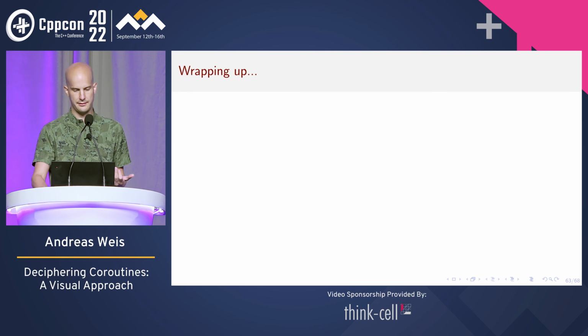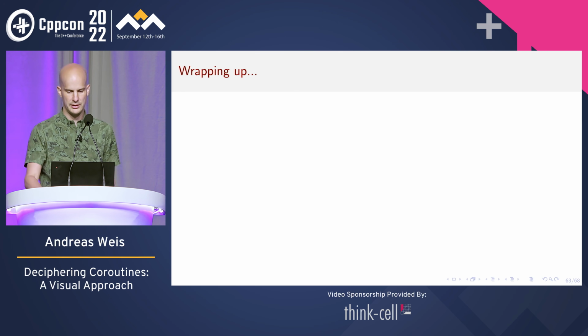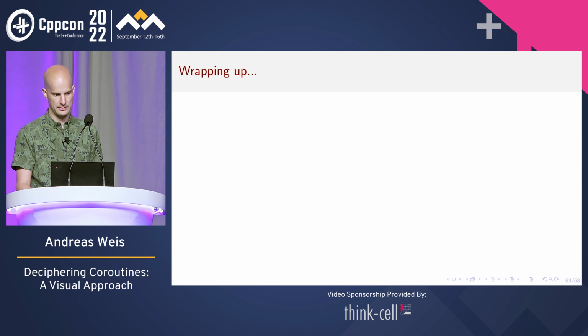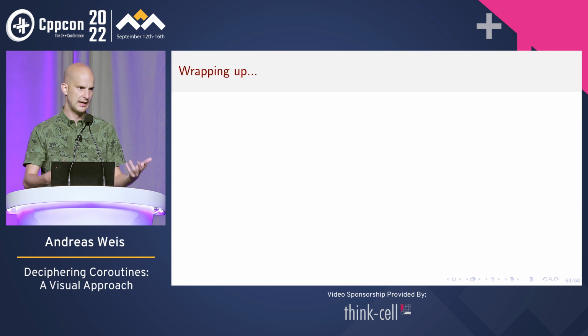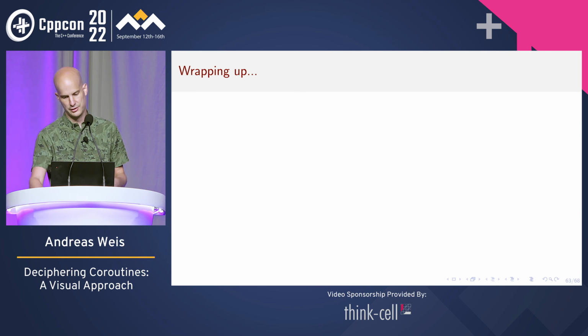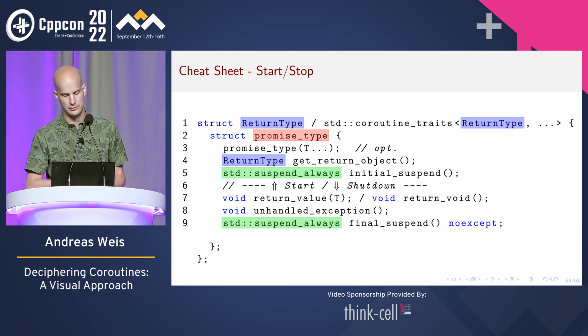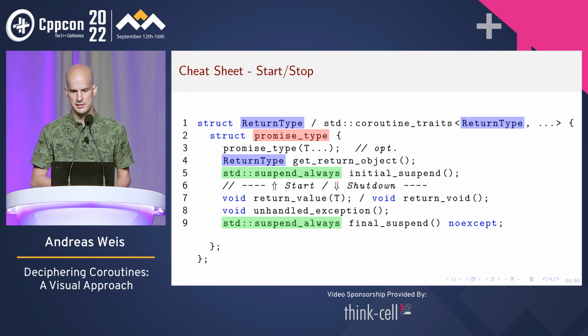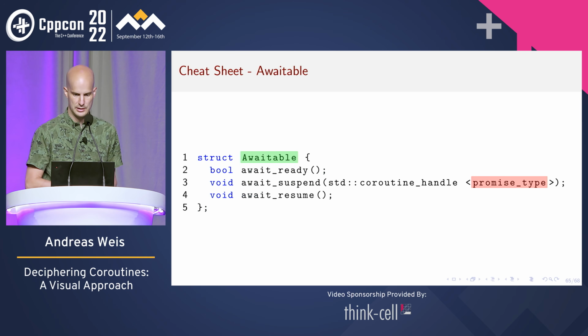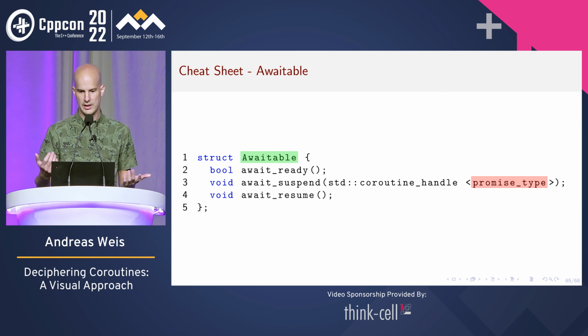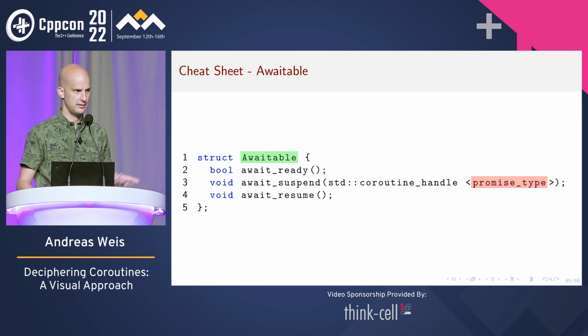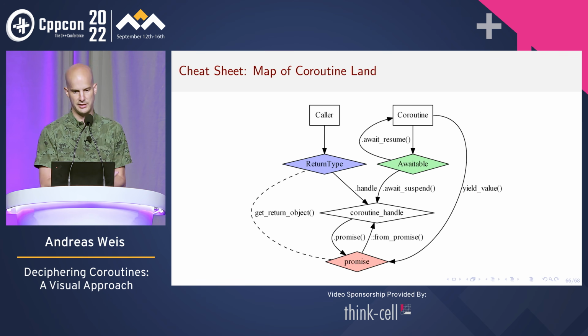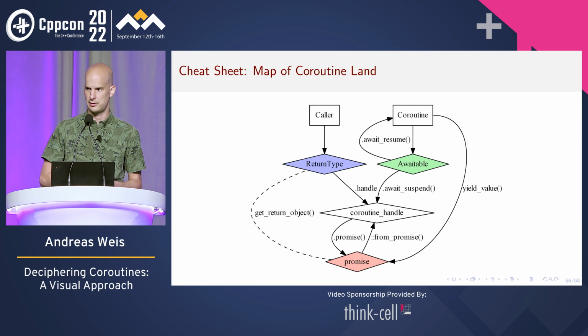So for now, the main takeaway that I want to leave you with is the cheat sheet that I hope will help you retain this knowledge and help you if you try to play around with coroutines on your own. So we have the start-stop, we have the awaitable, and then what I think is the real moneymaker here is this map that shows you how everything is connected together.